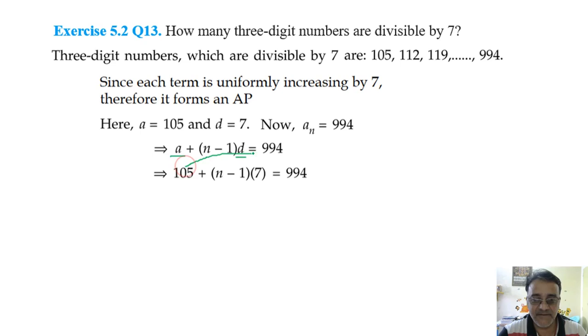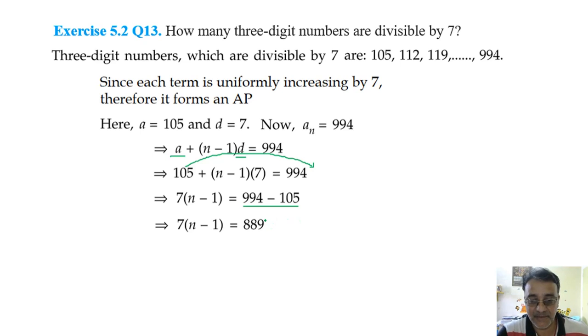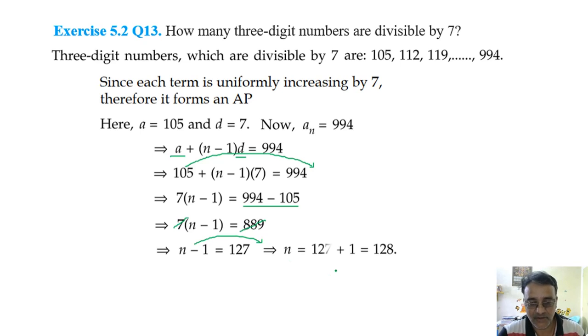If we shift 105 to this side, it will become minus 105. And if we subtract these two, how much are we getting? 889. Right. 889 is divisible by 7. We are getting 127. And finally, what is the value of n? If we shift minus 1 to this side, 128. Right, 128. So how many 3-digit numbers are divisible by 7? 128.